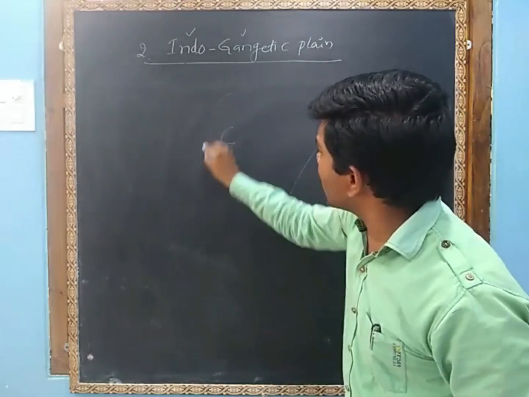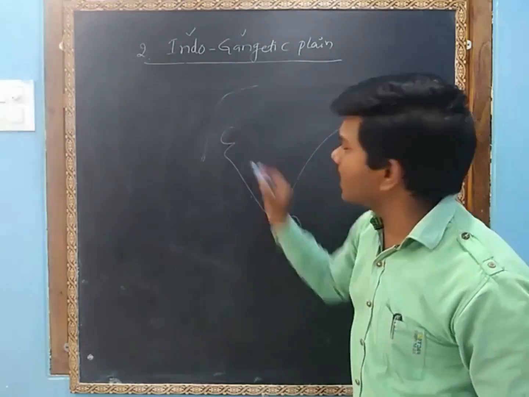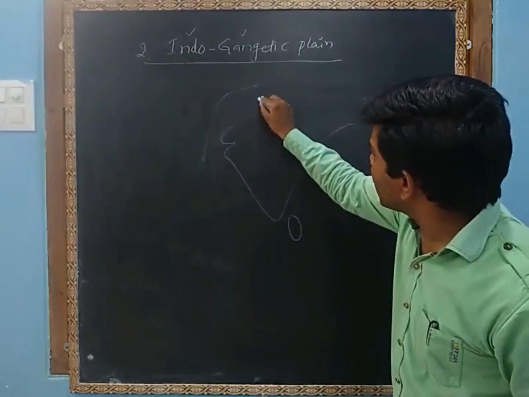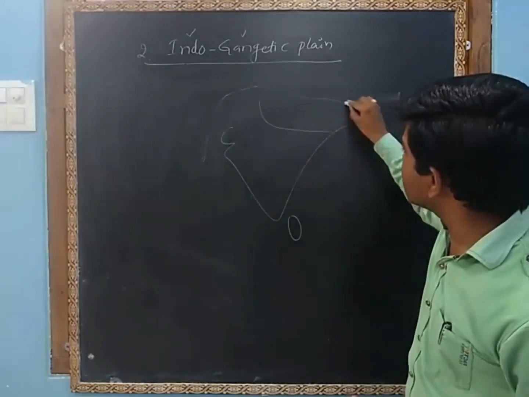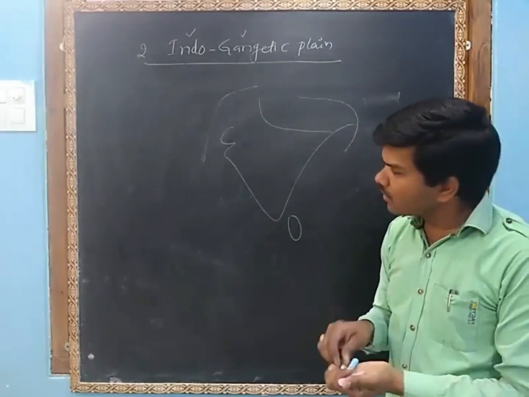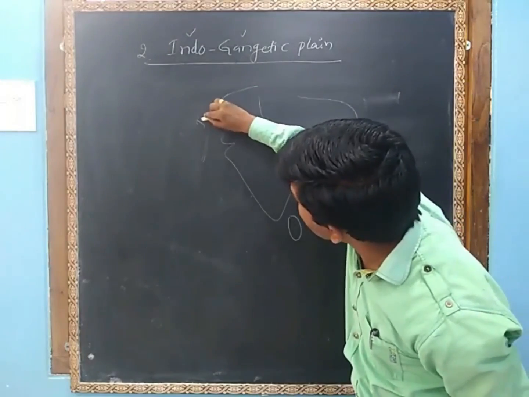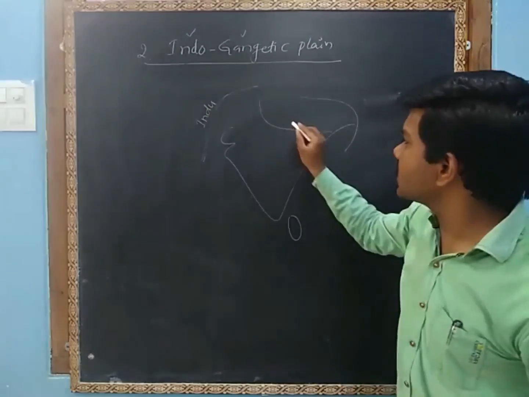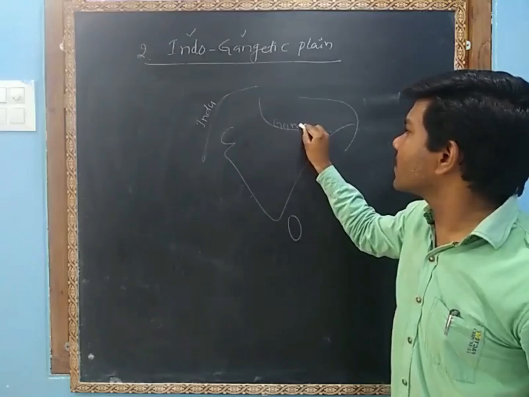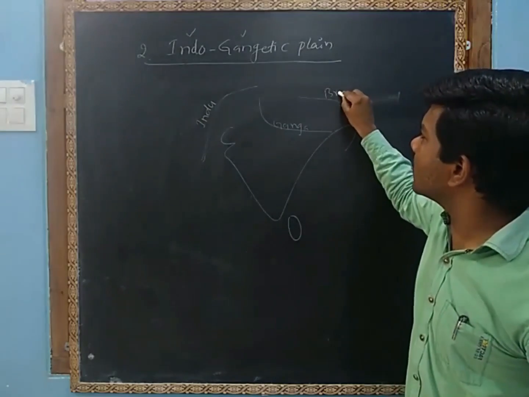You know that this part is also called the western part, this part is called the central part, and this part is called the eastern part. This is the Indus, this is the Ganga, and this is the Brahmaputra.